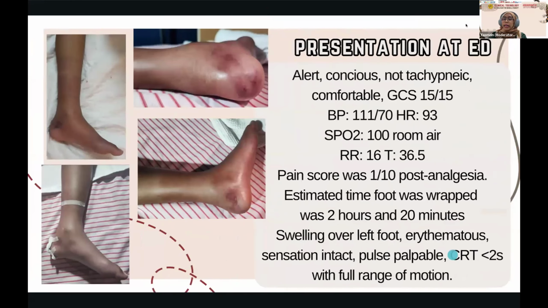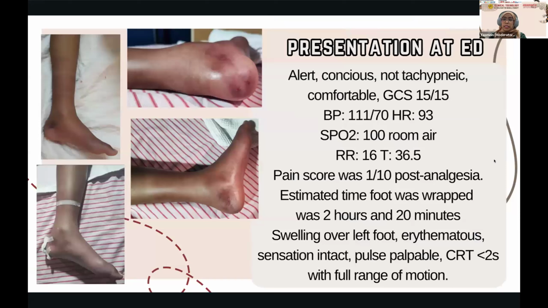So when he presented to the ED, he was alert, conscious, not tachypnic, he was comfortable. GCS was full at 15/15. His vitals were normal, blood pressure at 111/70, heart rate at 93, SpO2 was at 100% in room air, respiratory rate was 16, and temperature was 36.5.